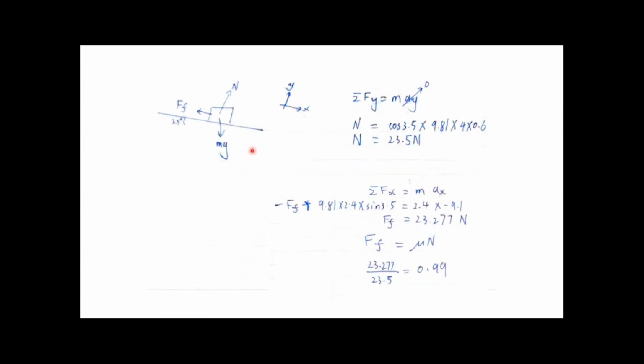Drawing a free body diagram and using the rotated coordinate system, I can find the supporting force and the friction force using the deceleration calculated earlier. Friction equals mu N, therefore the coefficient of dynamic friction is 0.99.